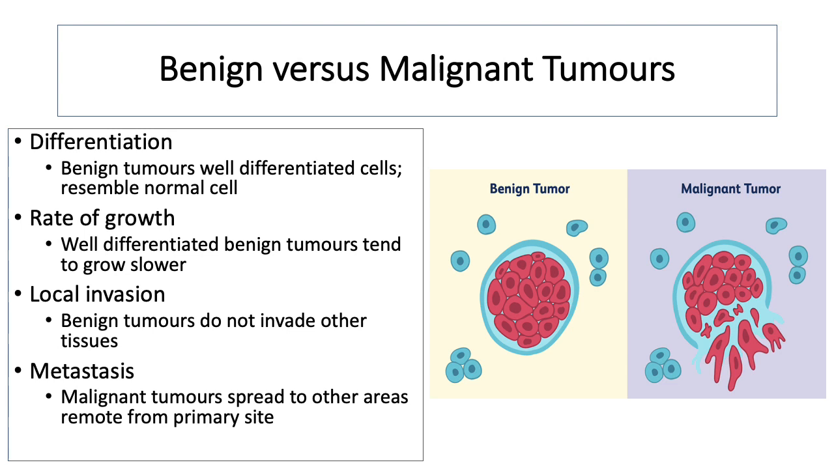We said neoplasias were new growths, but not all neoplasias are cancerous. In order for cells to be called cancerous, there are certain characteristics that have to occur. So cancerous cells are not very well differentiated. They've got a rapid rate of growth. They invade tissues apart from where they are, and they move to others. They spread to other parts of the body.